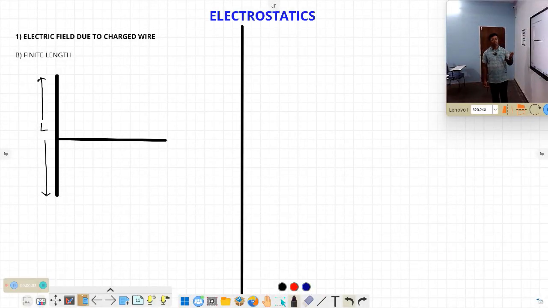Hello students, this class will continue the previous concept of electric field due to charged bodies. Last class we completed the electric field due to a charged wire of infinite length. Now we are going to discuss the finite length.